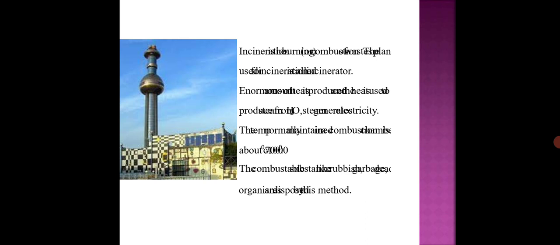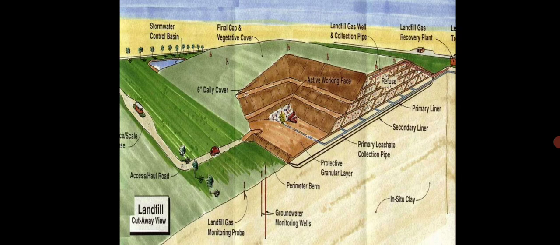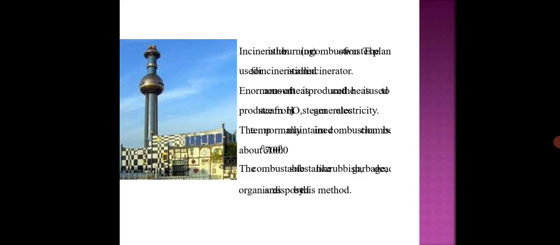Then the second method is incineration. Incineration is nothing but burning or combustion of wastes. The plant used for the incineration process is called an incinerator. In most of the chemical industries, they have incinerators. Via the incineration process, we can produce an enormous amount of heat energy. That heat energy is also used for the production of steam, which helps to produce electrical current.